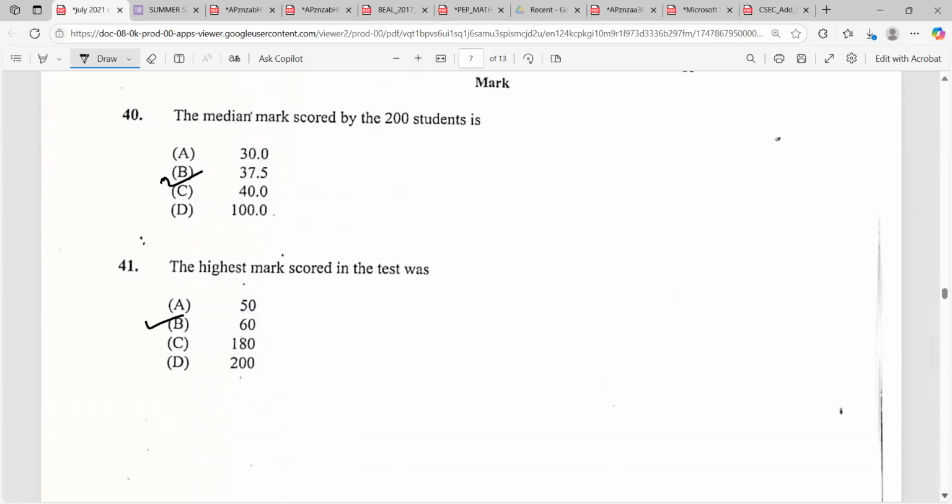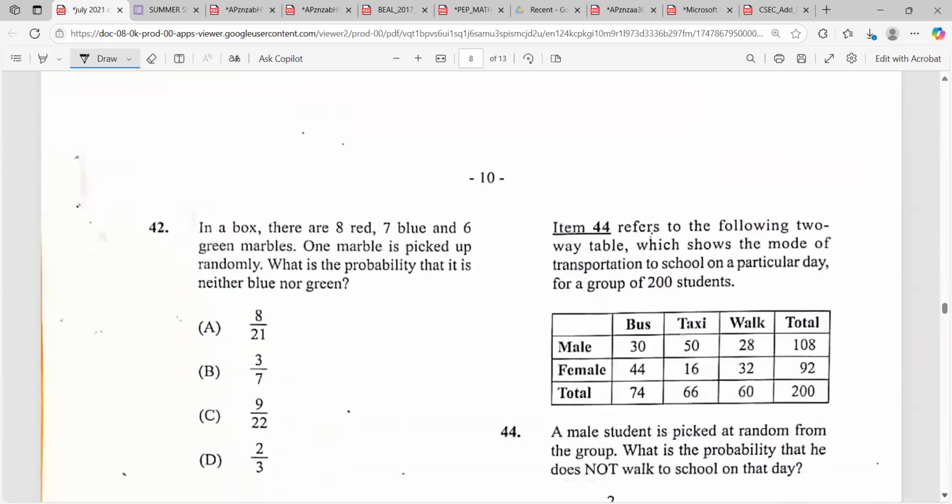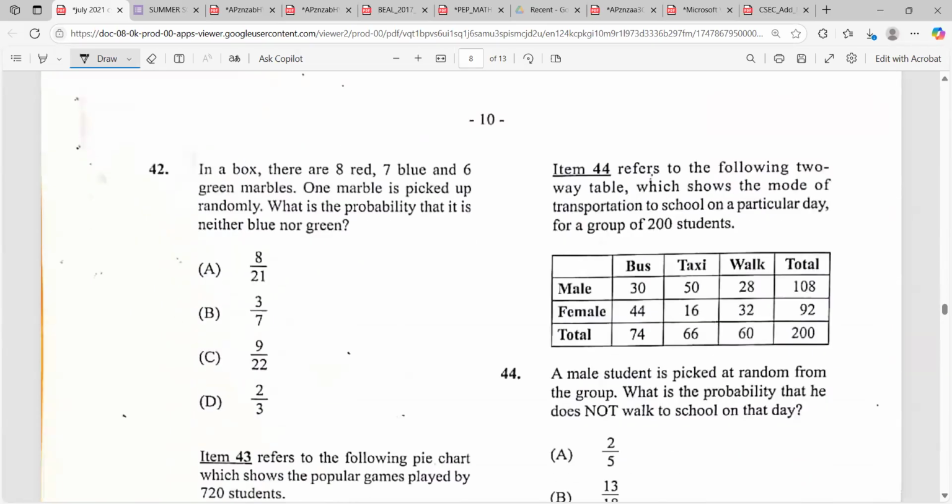Next question. In a box, there are 8 red, 7 blue, and 6 green marbles. One marble is picked up randomly. What's the probability that it's neither a blue nor a green? All right, so neither a blue nor a green. That means the probability of picking a red then, right? So the total would have been 8 and 7, 15, 8 over 21. Everybody see that?